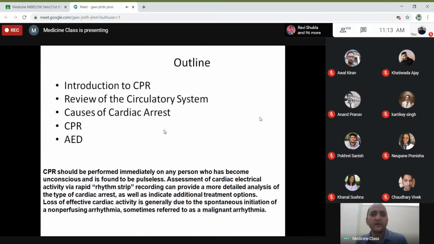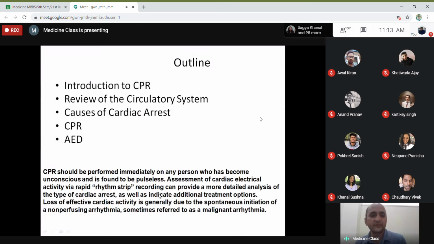Then the outline: the introduction of CPR, review of the cardiac circulatory system, causes of cardiac arrest, CPR and AED. CPR should be performed immediately on a person who has become unconscious and is found to be pulseless. The important thing here is pulseless. Please remember that: pulseless.